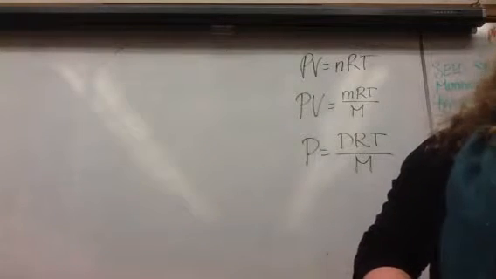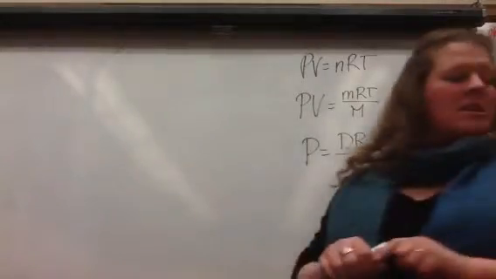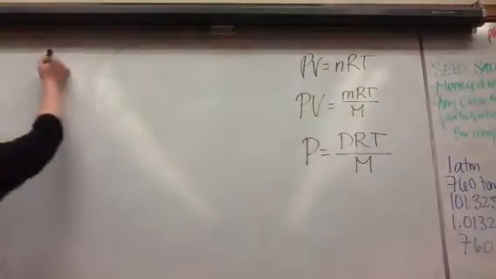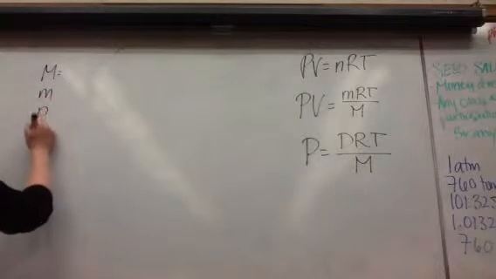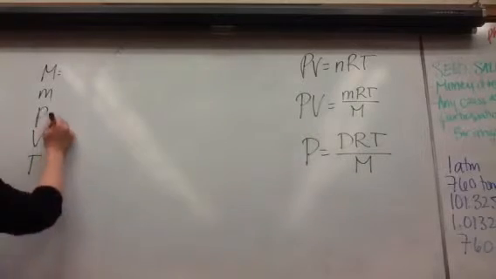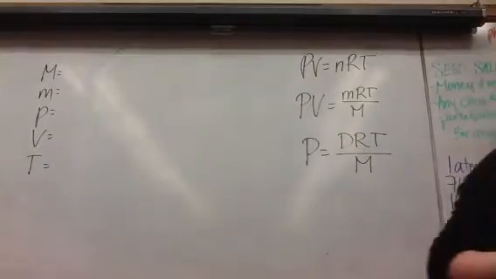Let's do a sample problem with one of those. Let's do number 1 on 346. What is the molar mass of a gas if 0.427 grams of the gas occupies a volume of 125 milliliters at 20 Celsius and 0.980 atm? So let's list our variables. Big M, little m, P, V, T. This is sample or practice problem number 1 on 346.